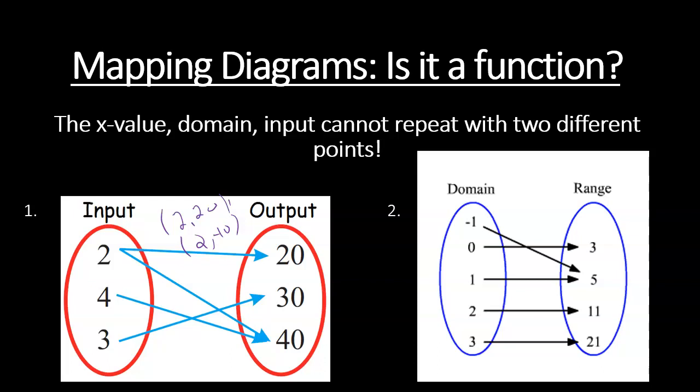So now you do the same with number 2. If you said that number 2 is a function, you are correct. Each of my inputs, -1, 0, 1, 2, and 3, do not repeat, and they're only connected to one output.